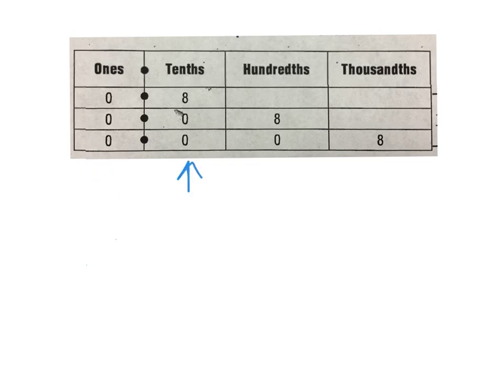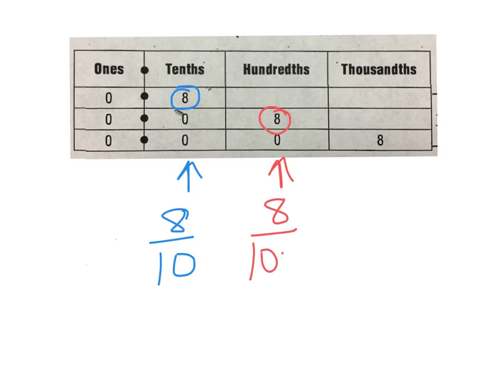So what place value is this? Tenths. Make sure you put that TH. So when I look at a number that's in this, I can say 8 over 10. What place value is this one? So I can say 8 over 100. And the last one? Thousandths. So 8 over 1,000.